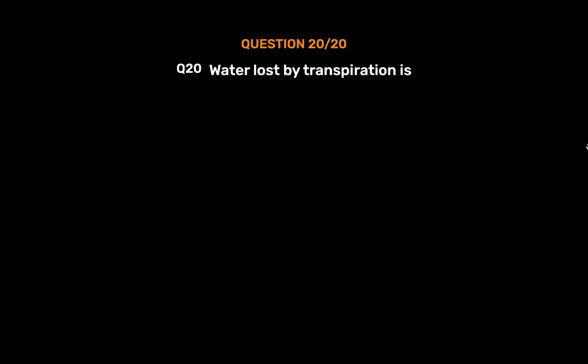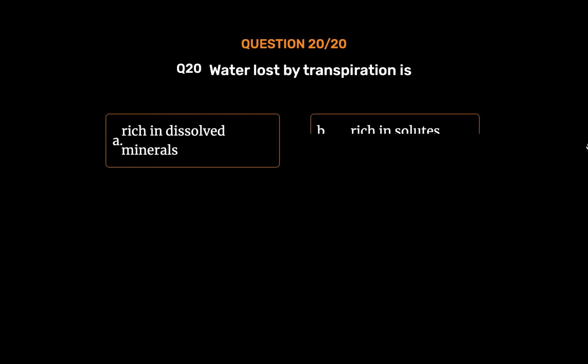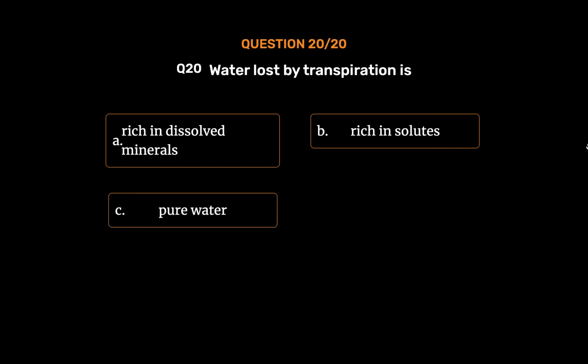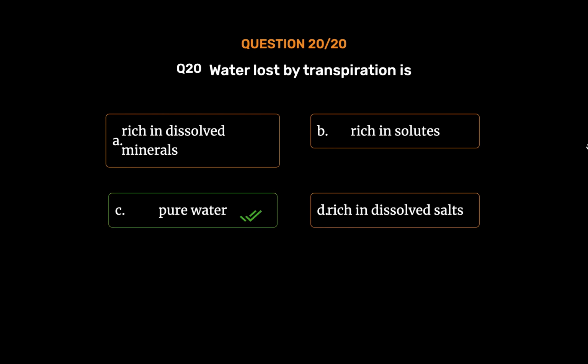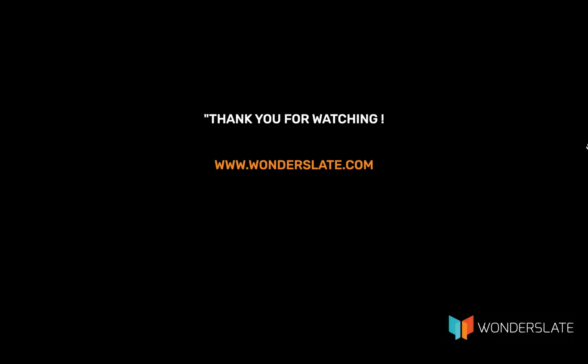Question number 20. Water lost by transpiration is Option A. Rich in dissolved minerals. Option B. Rich in solutes. Option C. Pure water. Option D. Rich in dissolved salts. The correct answer is option C. Pure water. Transpiration is the removal of water from the aerial parts of the plants. The water lost through transpiration does not contain nutrients or other organic substances, i.e. it is pure water.